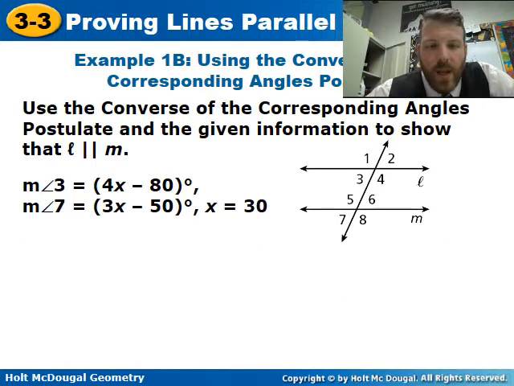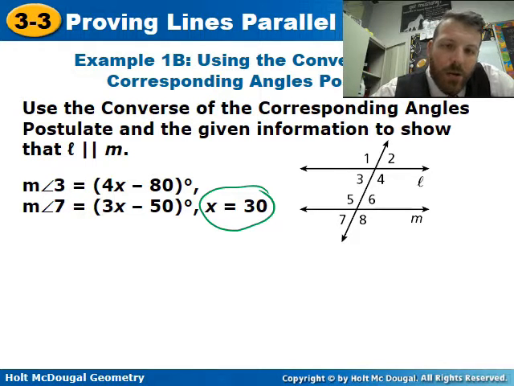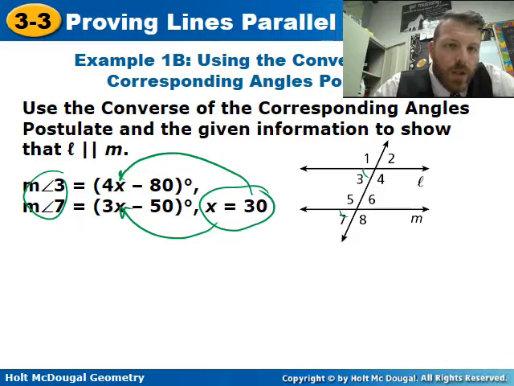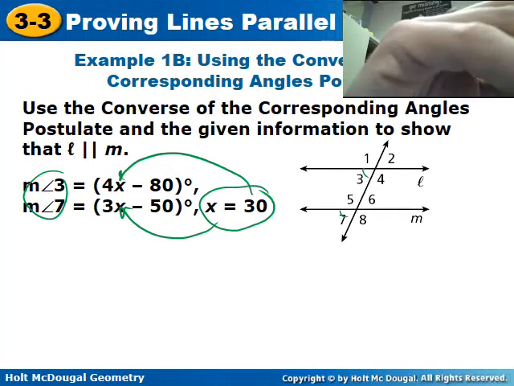All right, guys, it's kind of the same idea, except this is so easy that they give you x. All you do is plug it in to verify that the angles are congruent. Right now, we're checking to see if 3 and 7 are going to be congruent. We want to show that this is congruent to this so that I can show L is parallel to M. First we show that the measurements are equal. In order to do that, I have to plug 30 in.